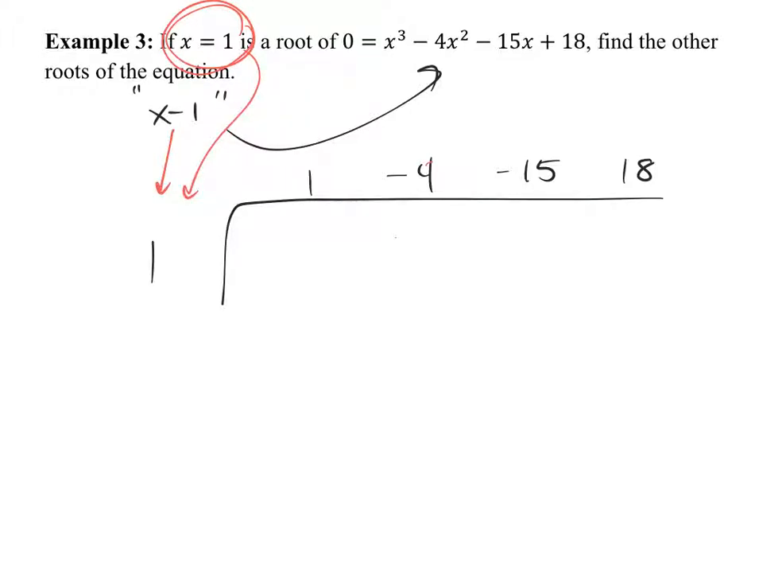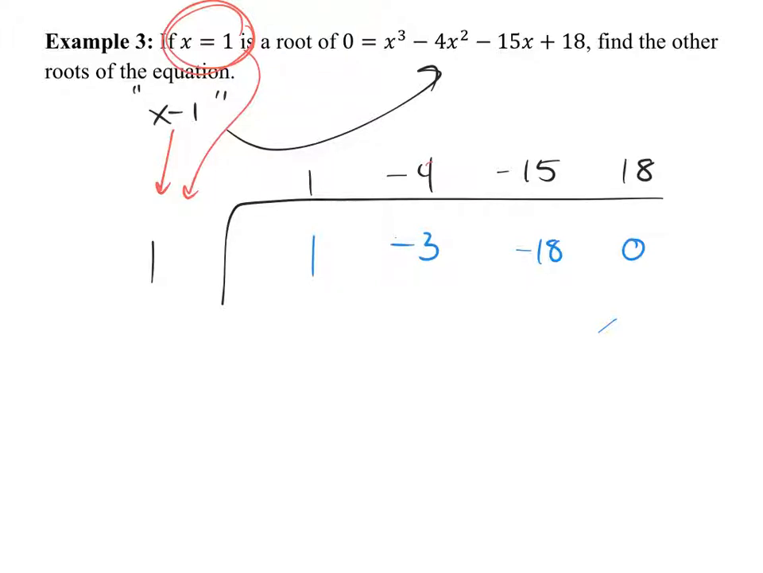So now we bring down the 1 from the top. 1 times 1 is 1. 1 plus negative 4 is negative 3. 1 times negative 3 is negative 3. Negative 3 and 15 is going to give me negative 18. 1 times negative 18 is negative 18. Plus 18 is 0. It's not a coincidence. Again, is that clear? It's not a coincidence.